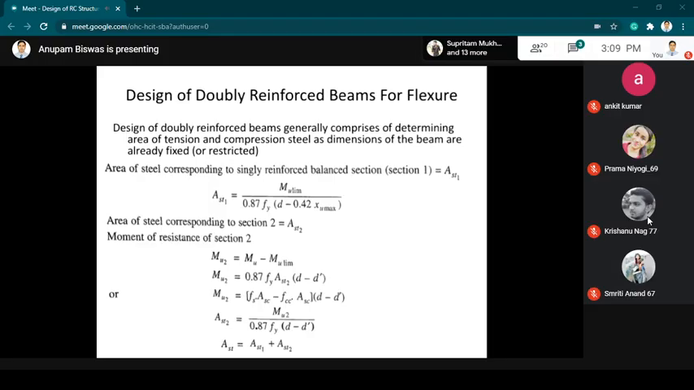So from here, the value of AST, the total area of steel, could be found in terms of AST1 for the singly reinforced beam, and AST2 for the corresponding steel that is present in section 2, that is for your doubly reinforced beam.